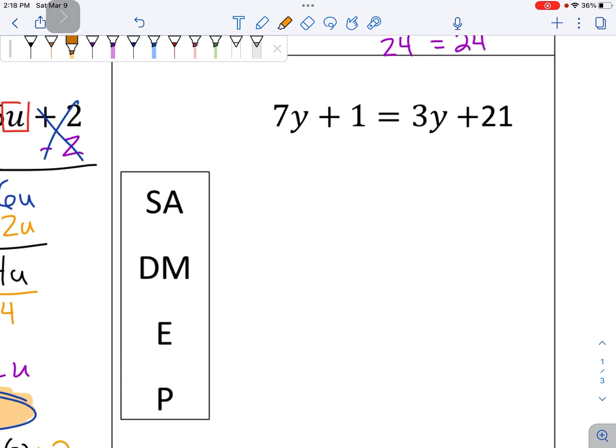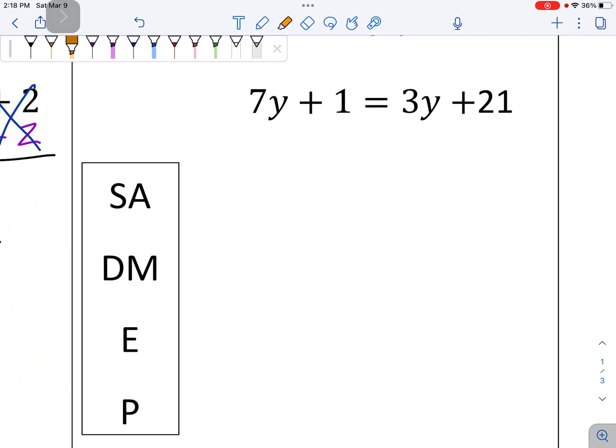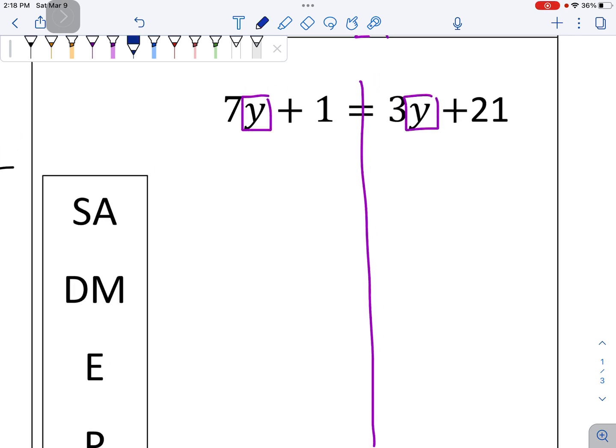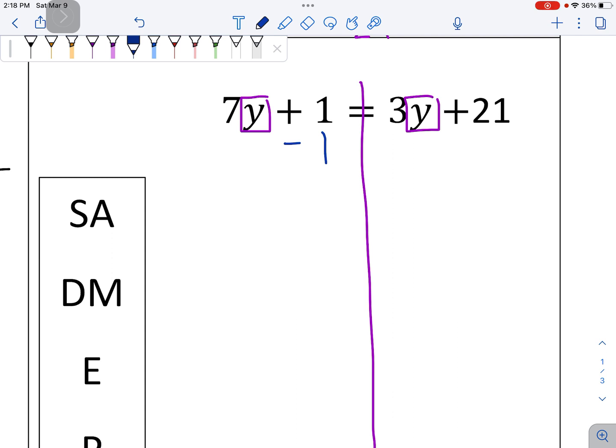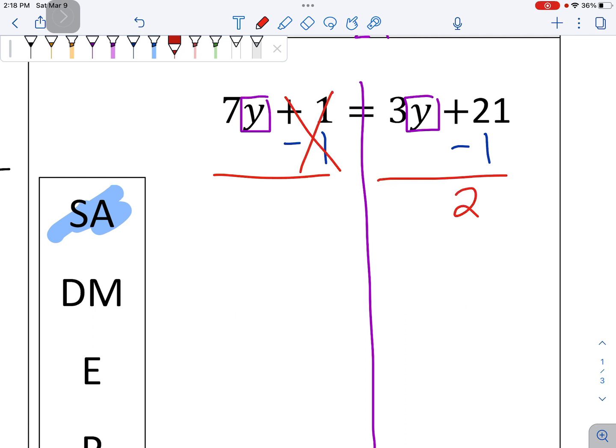Right, here we go. 7y plus 1 equals 3y plus 21. Remember, you can pause this at any time. Box the y's, make the wall. I'm going to take away 1 from each side because we're on the SA step. Take away 1 from each side. The 1's cancel out. 21 minus 1 is 20.